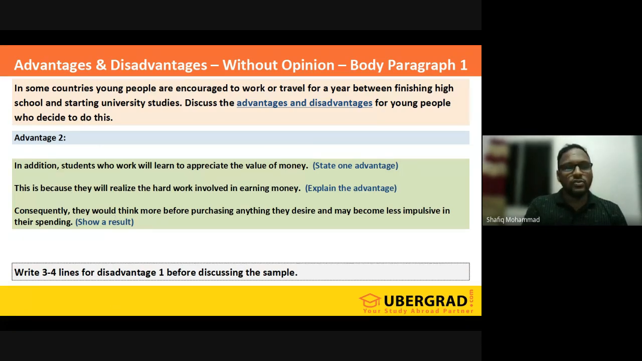So in addition, students who work will learn to appreciate the value of money. So this is another advantage. This is because they will realize the hard work involved in earning the money. That is the explanation of the above statement. Then, consequently, therefore, you can write these things. They would think more before purchasing anything they desire and may become less impulsive in their spending.